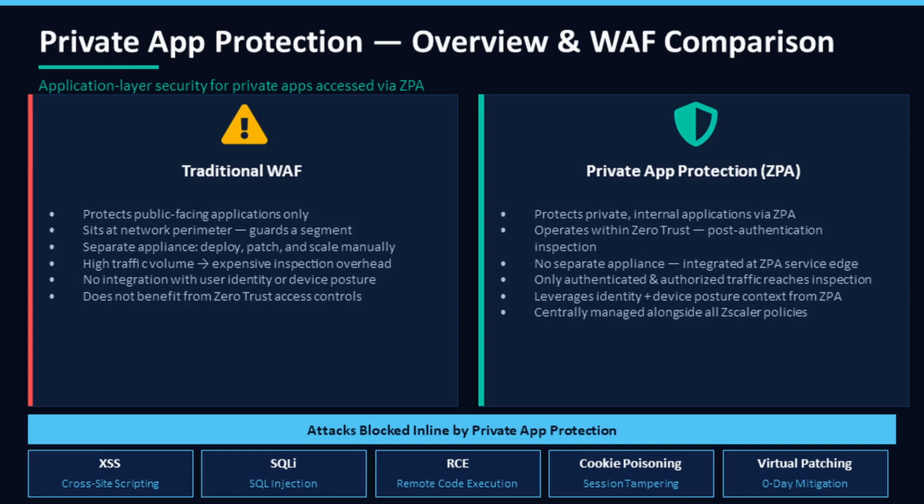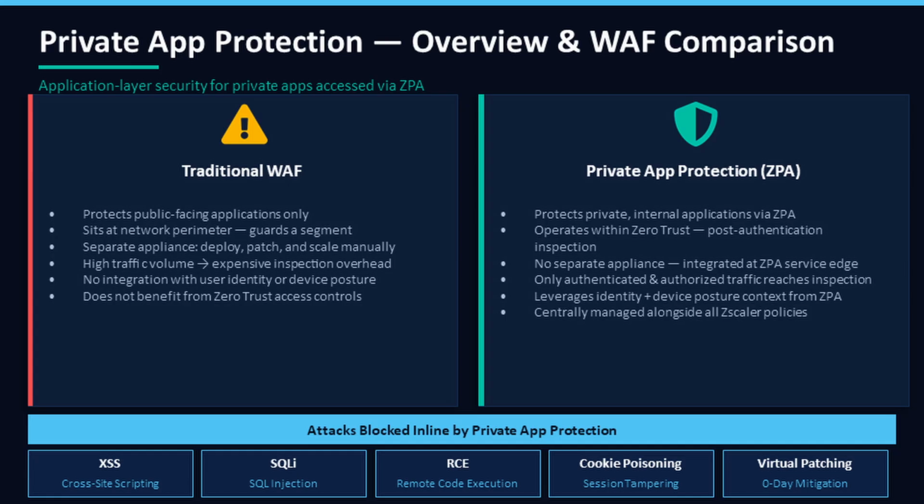It works reasonably well for public applications. But what about private applications? Applications that run inside the corporate network or in private cloud environments. Internal dashboards, custom line-of-business applications, legacy systems, internal APIs? A perimeter WAF doesn't protect those. And as organizations adopt ZPA for zero trust access to private apps, those applications need their own layer of application layer security. That's exactly what private app protection provides.